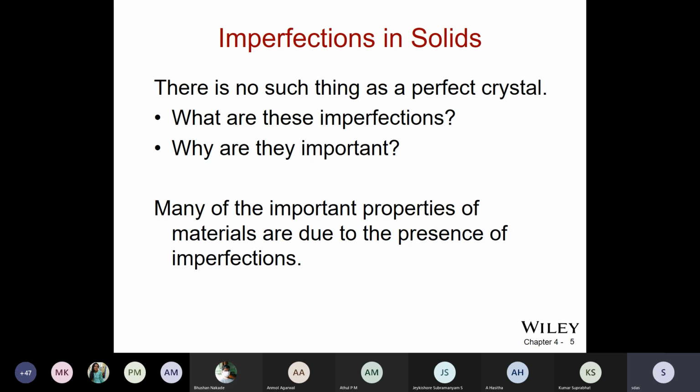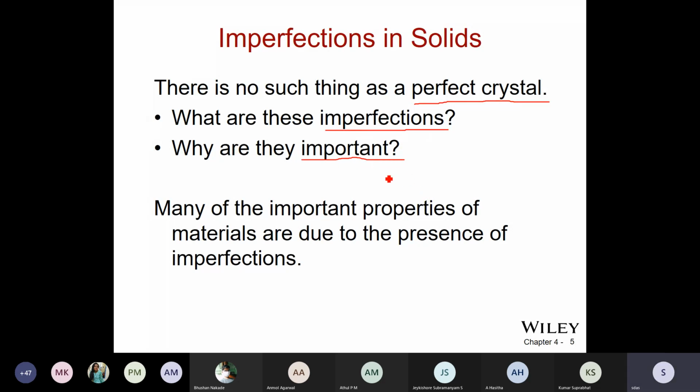So what is an imperfection in a solid? There is no such thing as a perfect crystal. We talked about a perfect crystal, we talked about Bravais lattices, all the atoms occupying their assigned positions. But in reality, hardly anything has a perfect structure. And what do we mean by these imperfections? That we are going to address here, and why they are important for us.